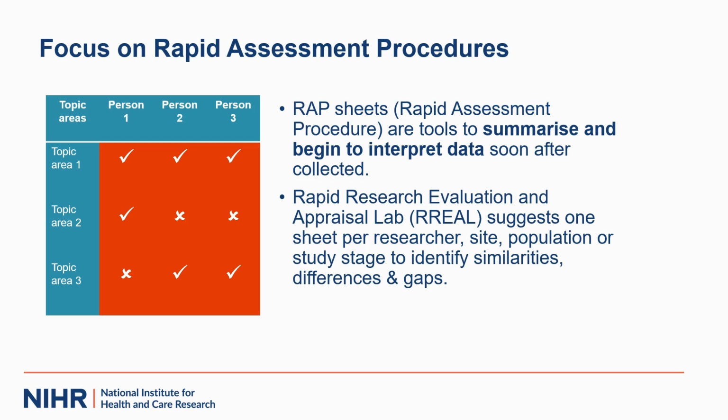We've represented this as ticks in the example here, but you'd include brief notes. In this way, you're organising and analysing the data as you go, and as you talk to more and more participants, you'll start to see similarities and differences, and you might also see gaps in the data. In our example, we're starting to see a gap emerging in topic area 2. Knowing this at an early stage, you can try to fill those gaps in subsequent data collection.